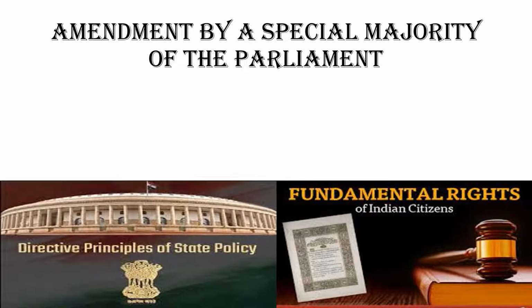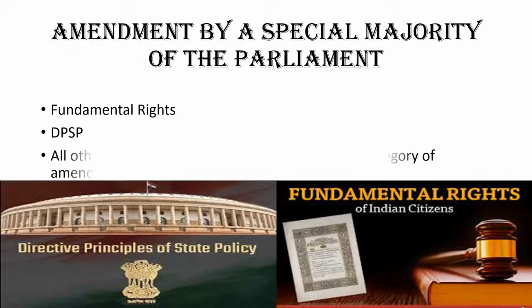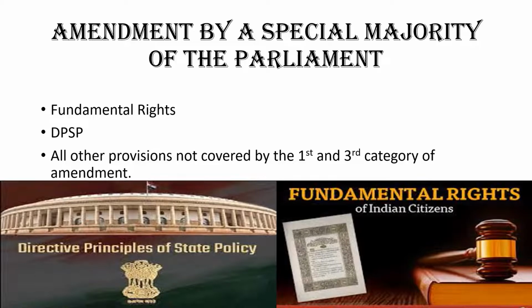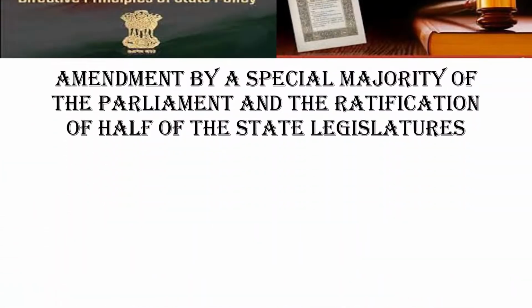The provisions which can be amended by this way include the fundamental rights, the directive principles of state policy, and all other provisions which are not covered by the first and third categories of amendment. Those provisions of the Constitution which are related to the federal structure of the polity can be amended by a special majority of the Parliament and also with the consent of half of the state legislatures by a simple majority.